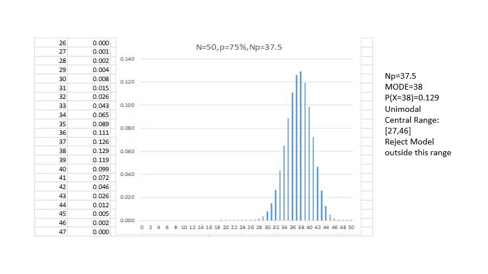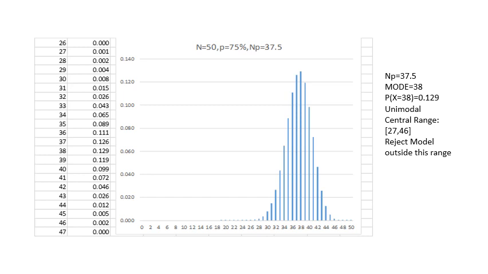Next, we consider a case with a bigger n. Suppose that n is 50, the probability is 75%, then np is 37.5. Now this time the modal value is not an integer, so the highest value can be either 37 or 38 according to certain rules. It turns out that in this particular case, the mode is at 38. The highest probability is 12.9%. And this is again a unimodal distribution.